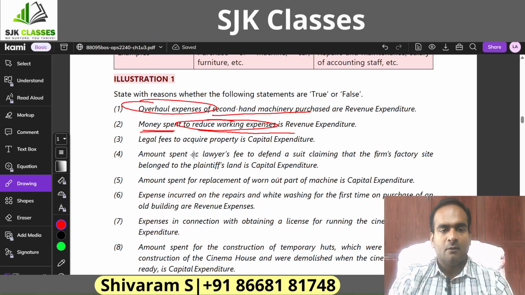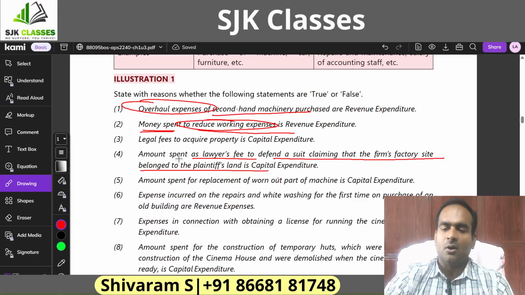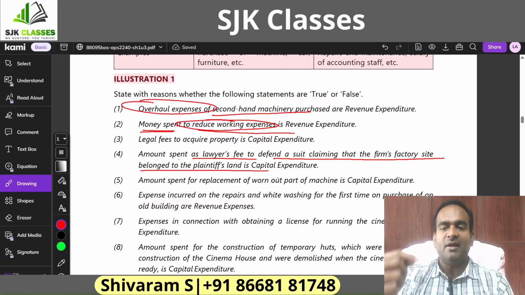Fourth one, amount spent as lawyer's fee to defend a suit claiming that firm's factory site belonged to plaintiff land is capital expenditure. Now, what is the question they are asking here? We are paying some amount to a lawyer. So it's a lawyer's fee for what? Defending a suit claiming that firm's factory site belonged to the plaintiff. What is the meaning here? Who is called as a plaintiff? The one who has filed a case against us.